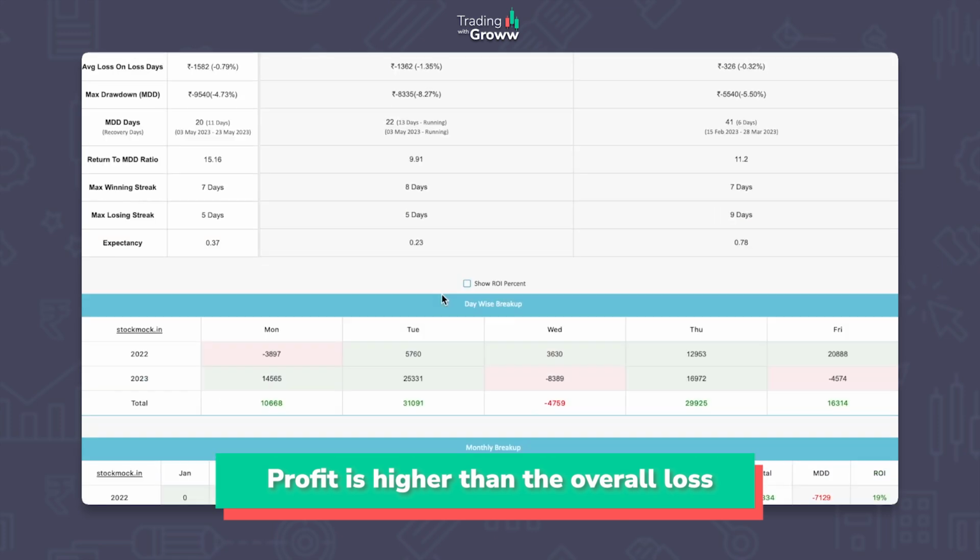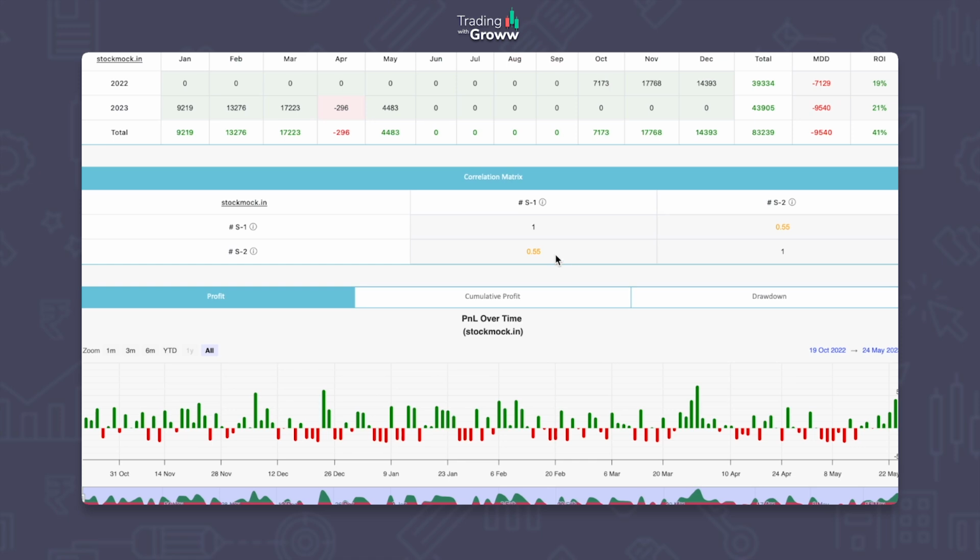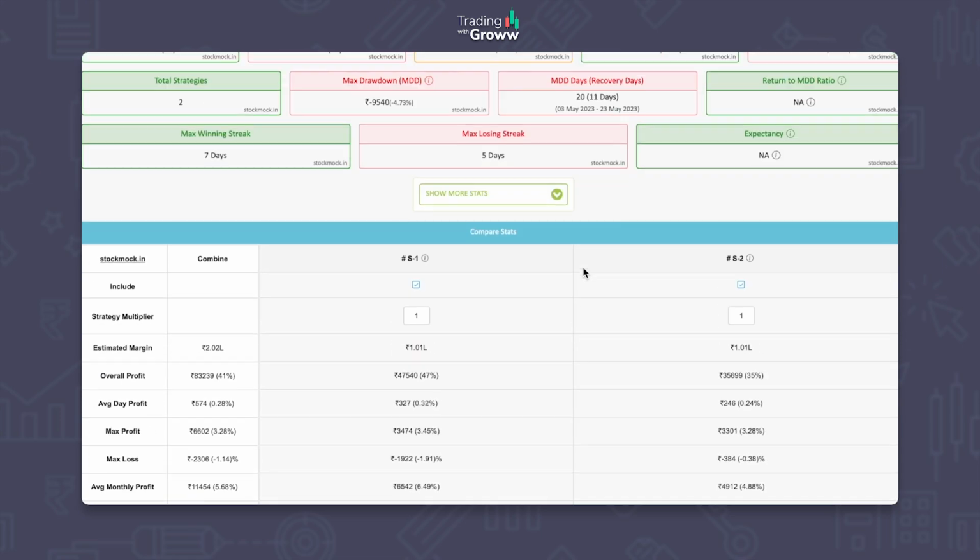So by combining both strategy 1 and strategy 2, even the correlation matrix is much lesser. So overall, by combining both the strategies, you are getting an excellent result. So these are the rules of the overall Finnifty option selling strategy. Let me give you a short recap.